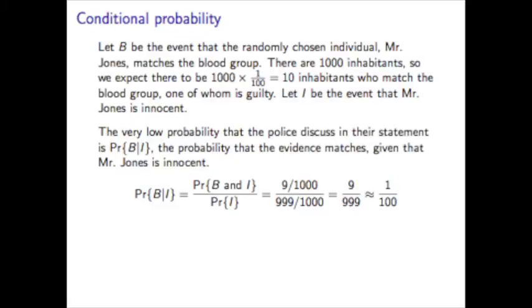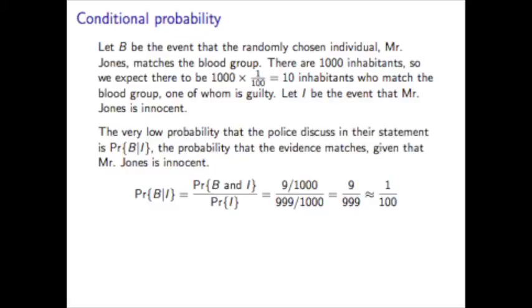To find the probability of both B and I occurring, we need to consider the probability that a randomly chosen individual is going to be both innocent but belonging to the same blood group. There are 9 individuals on the island who are innocent but match the blood group, so the probability of choosing one of them at random is 9 out of 1,000. On the other hand, the probability that a randomly chosen individual will be innocent is 999 out of 1,000, because there are 999 innocent individuals on the island. So now the conditional probability of B given I is 9 over 1000 divided by 999 over 1000. And that's equal to 9 over 999, or almost exactly 1 in 100.